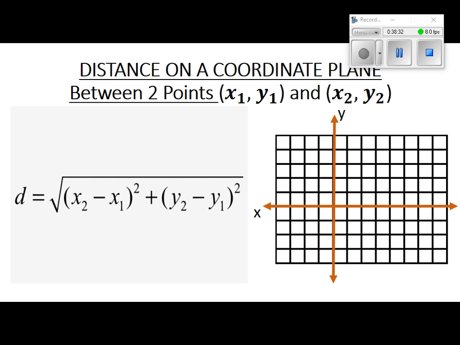All right, set your computers, you can turn them off, we're done with them. Find this on your notes. This is the formula that we're going to cover. Distance formula. Have you ever seen this formula before, any of you?